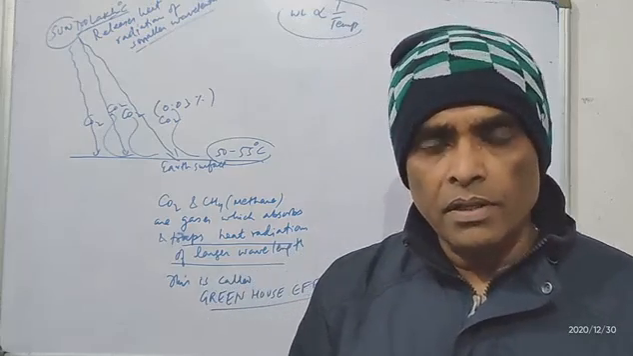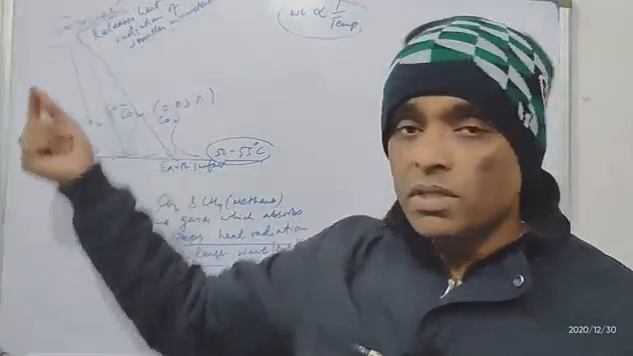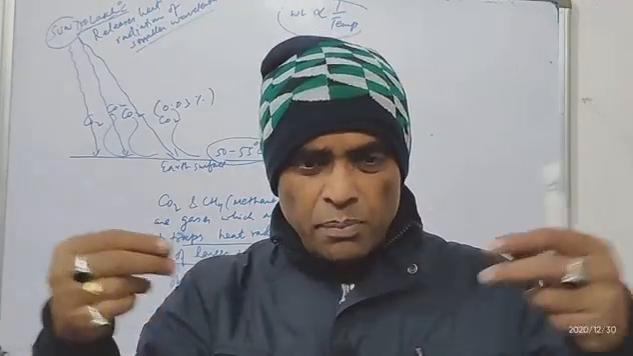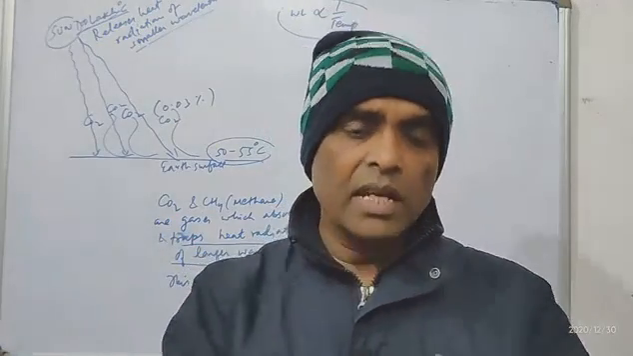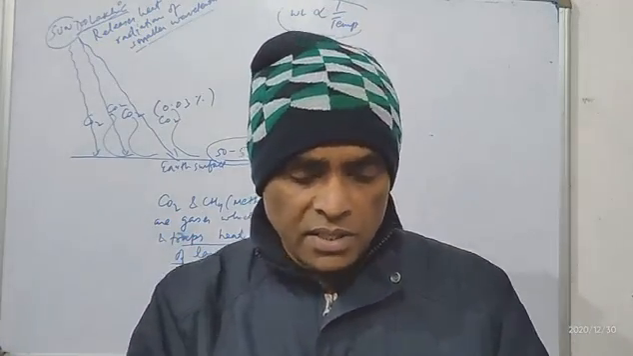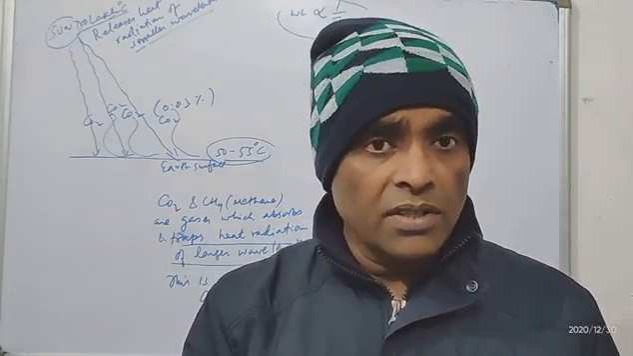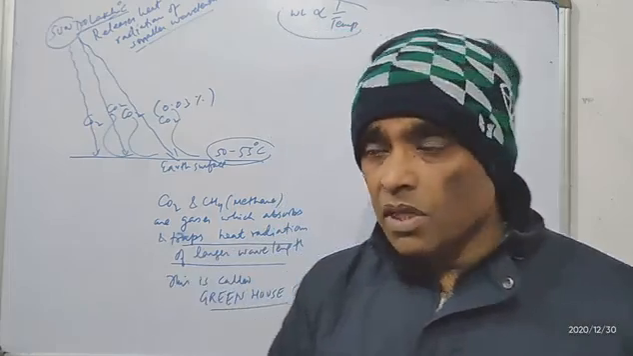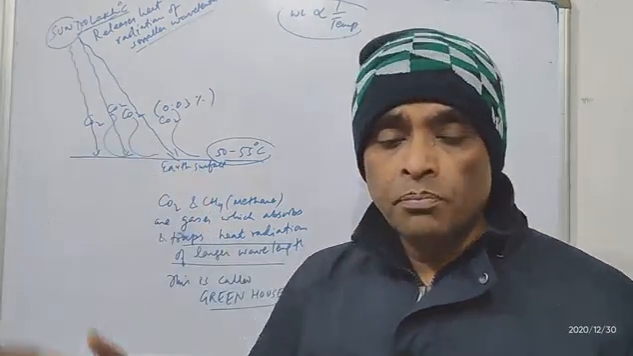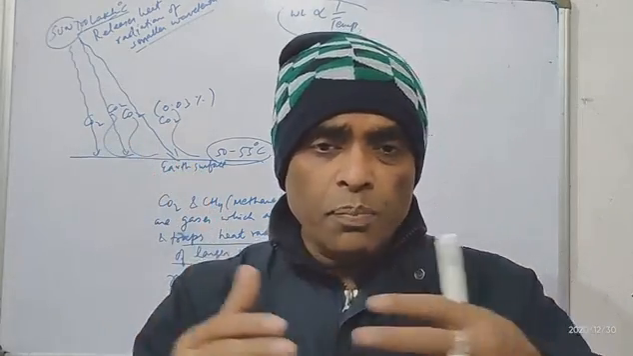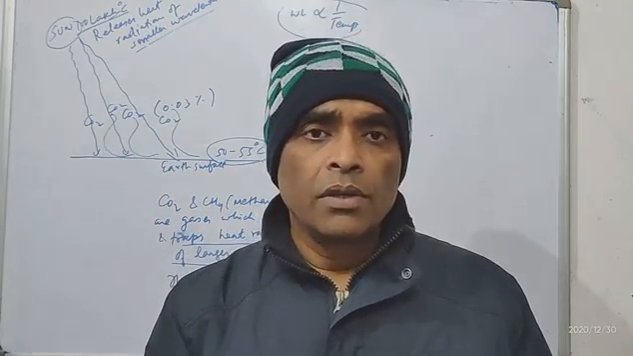What has happened? The smaller wavelength from the sun has penetrated the microscopic pores of the glass and gone inside the car, and the seats and the other materials of the car got heated up, and they also released heat radiations. But this time the heat radiations were of larger wavelength. The larger wavelength could not penetrate out of the glass.